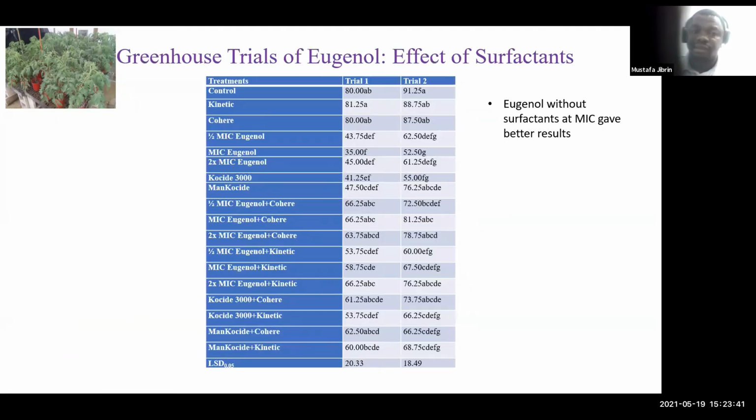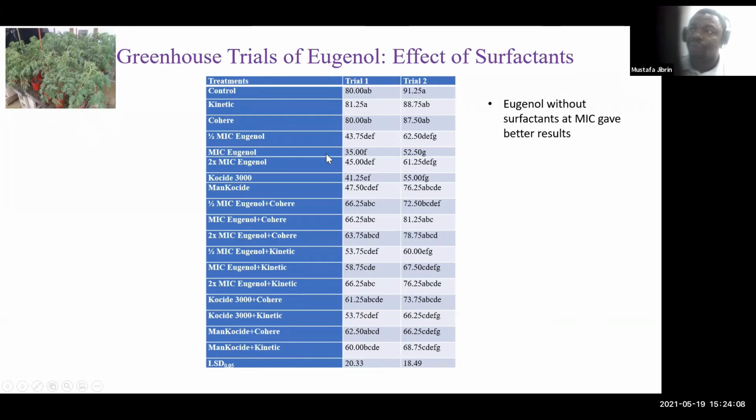So we also tested if we can combine the eugenol with surfactants to see if we're going to have improved disease management against bacterial spot. We're thinking that if the surfactant is going to spread the eugenol, in addition to providing control against bacterial spots, but it is not always the case.